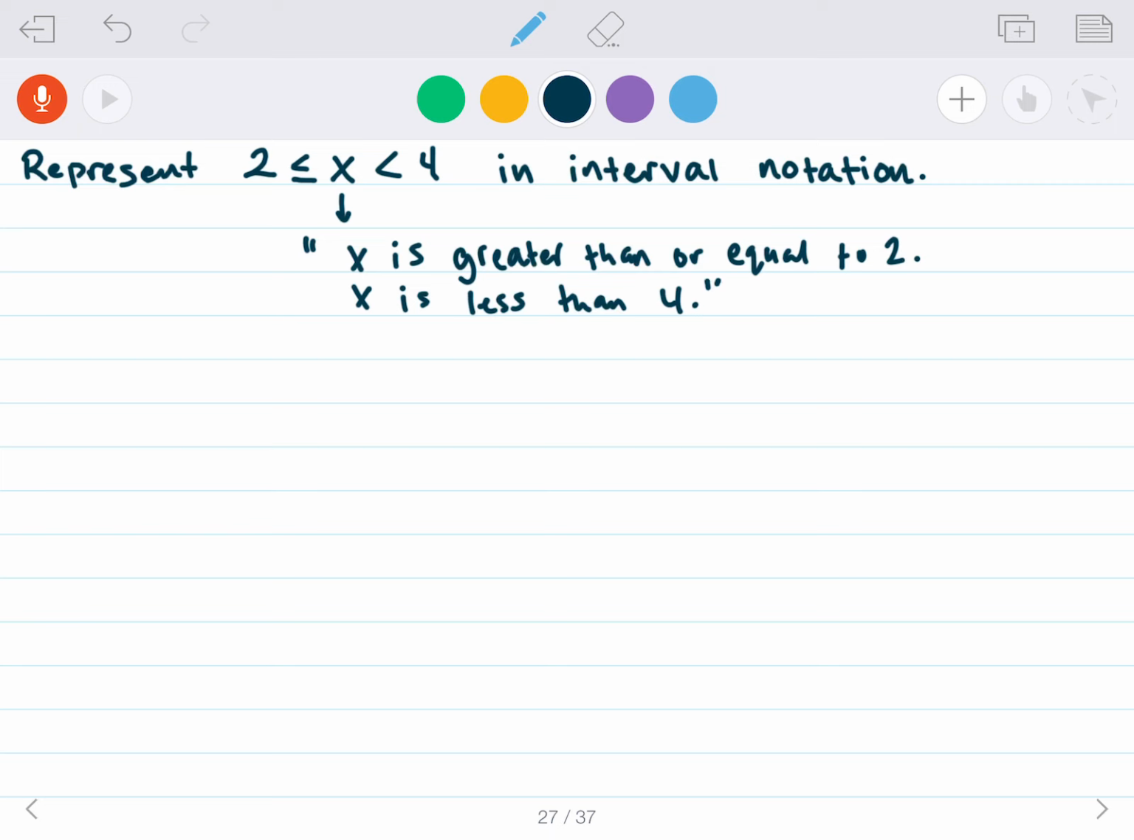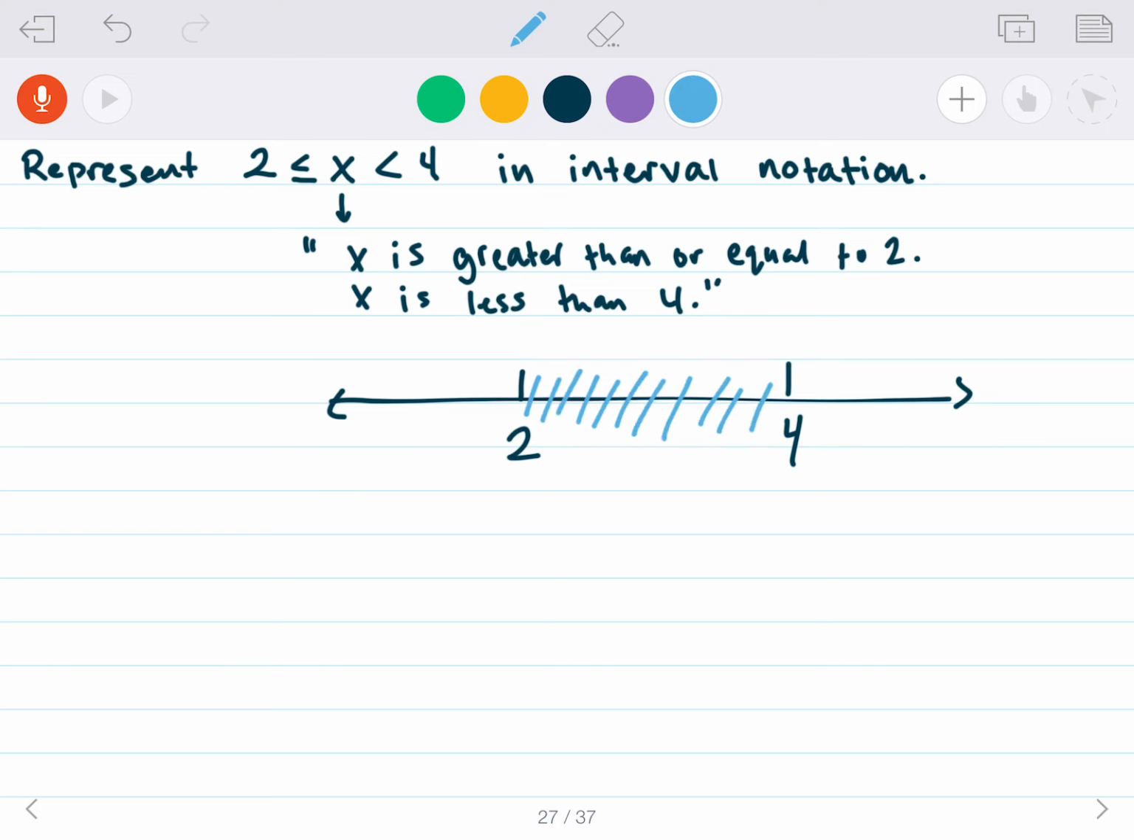Okay, so I'll put my two numbers there. So 2 could be right here, 4 could be right here, and the set is sandwiched between 2 and 4. So it's going to be everything here because it's sandwiched in the middle. And it's bigger than or equal to 2. So since it has that line under there, I'm going to give it a closed dot. And since it has a less than next to the 4, I'm going to give that an open dot.